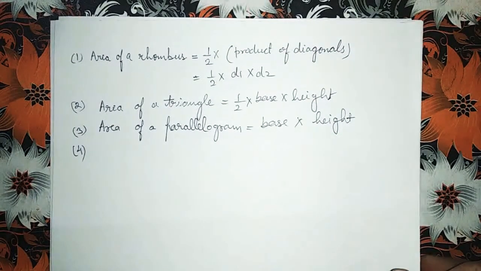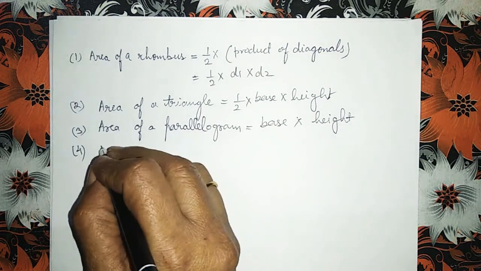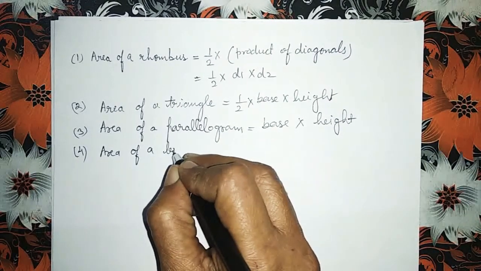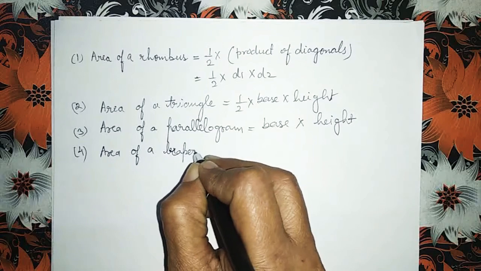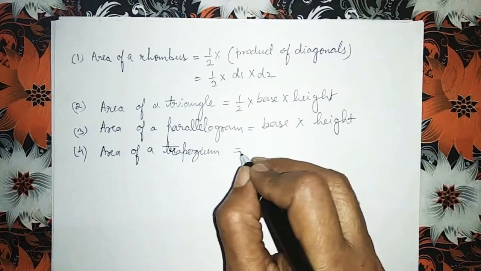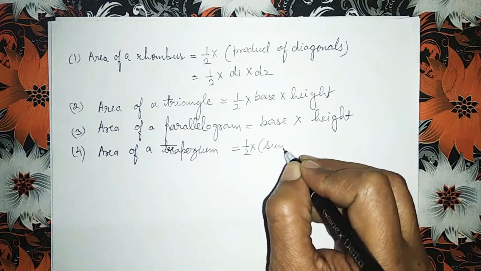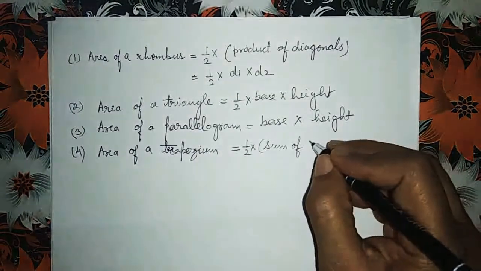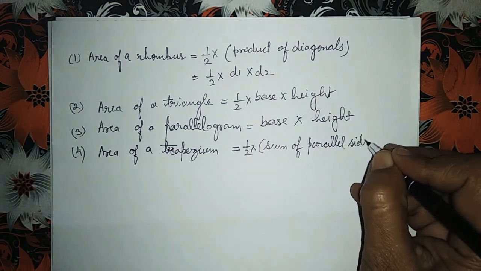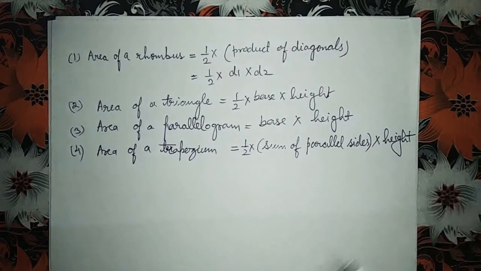This year you will know how to find area of trapezium. For that, formula is area of a trapezium is equals to half into sum of parallel sides into height. Okay.